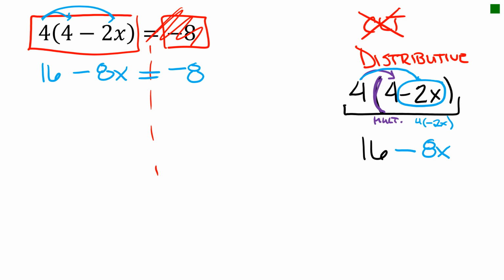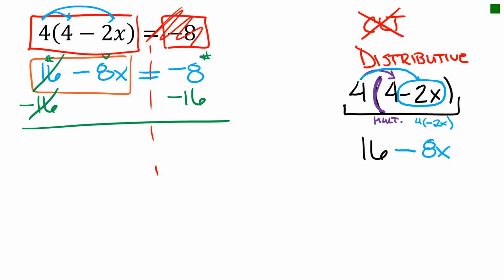So over here on the left-hand side, that's where my plus or minus is. I've got to look at which term I'm moving. My right-hand side has a number. This is my number term. That's my variable term. So I'm going to move the number. To move a 16, I'm going to subtract 16 or add negative 16. 16 minus 16 cancels. So I have negative 8x equals negative 8 minus 16, which is negative 24.